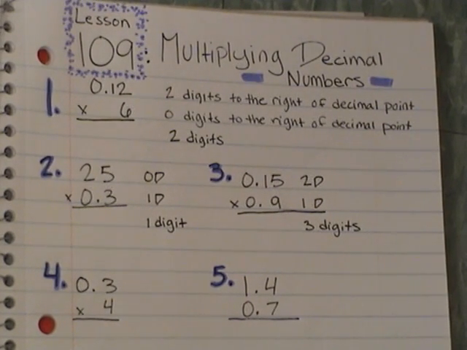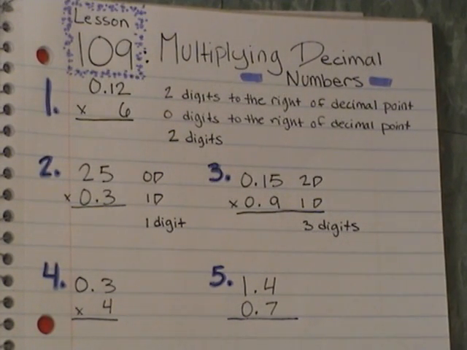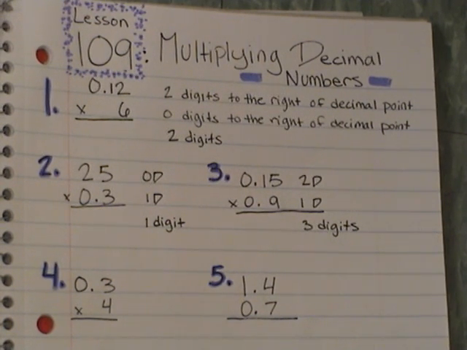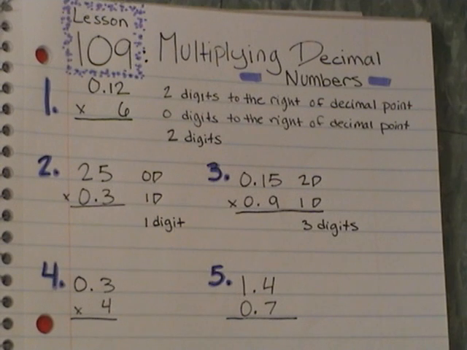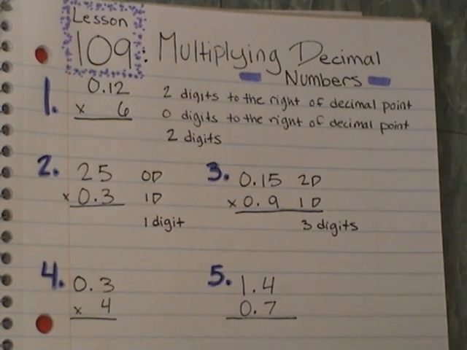Alright, so tonight's lesson is lesson 109, and we are multiplying decimal numbers. This is something that we have done before, and I've kind of taught you on the side, but we have never had a formal lesson for it. So I'm going to show you the right ways to do it, and tomorrow in class I will be explaining at my station why this works.